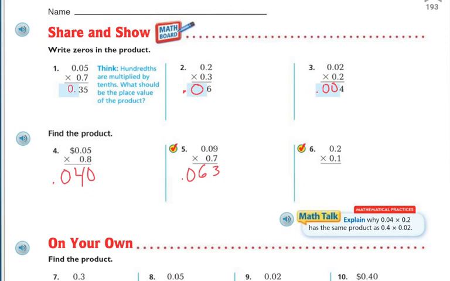Let's do the next one. 2 times 1 is 2. Easy peasy. How many place value positions am I going to move my decimal over? 1, 2. So here's my decimal, 1. I can't move it over without adding a 0. So I'm going to put my 0, and then I can move it over the 2.